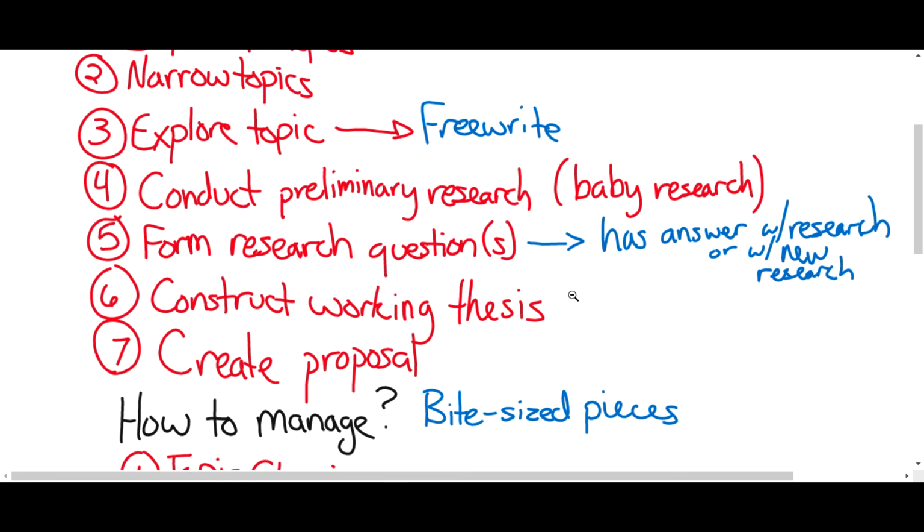But anyway, once you've actually started doing this baby research, you've created your research question, you've made some kind of early proto-thesis, this is when you create your proposal. And as I said before, the proposal is a really easy assignment. Comparatively speaking, the first two assignments are the really easy ones, and then the last one is just the amalgamation of everything else, so we'll get there.